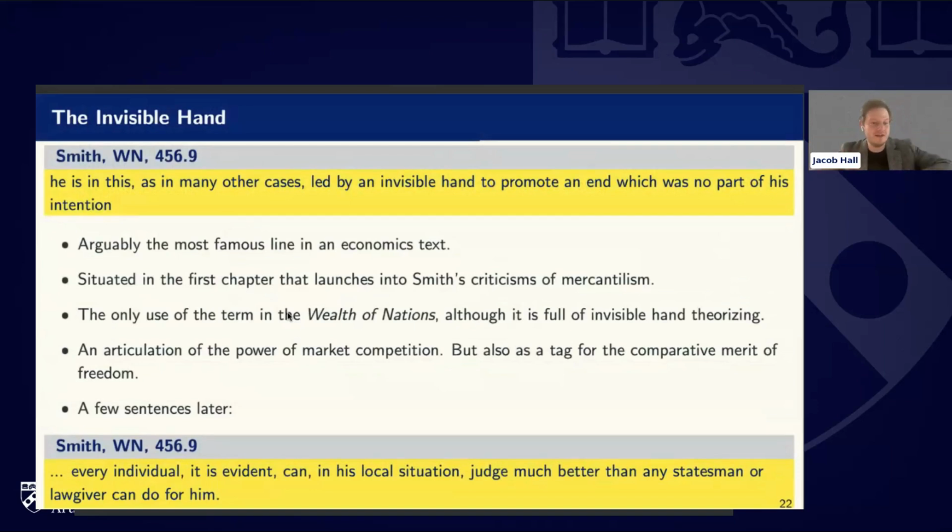Okay, the other big idea: I see the division of labor and the invisible hand as much more important than these other questions about value and productive versus unproductive labor. So Smith famously says he is in this, as in many other cases, led by an invisible hand to promote an end which has no part of his intention. This is probably the most famous line of Smith. This is probably the most famous line in any economics text ever. Go on the street and ask what Adam Smith said or did or talked about. I'm willing to bet they will utter the phrase, the invisible hand.